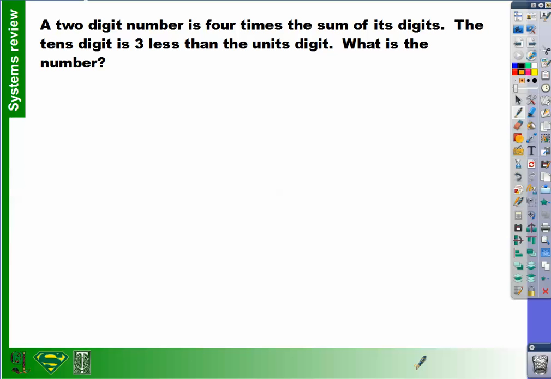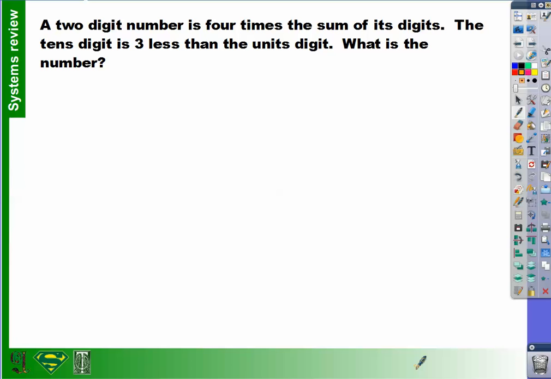We're going to take a look at some puzzle problems that require systems of equations to solve. So here we go. A two-digit number is 4 times the sum of its digits. The tens digit is 3 less than the units digit. What is the number? So instead of looking for where two lines cross, I'm looking for a two-digit number.